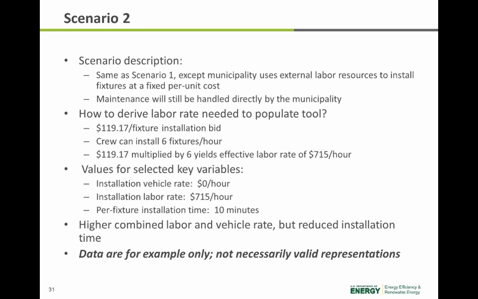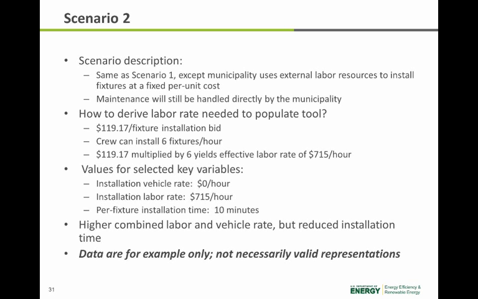Okay, so how do we derive this labor rate? We receive a bid of $119.17 per fixture to install them, and we learn that the crew can install 6 fixtures per hour. So if we multiply $119.17 by 6, that yields an effective labor rate of $715 an hour. Now, how's this going to impact our input variables?